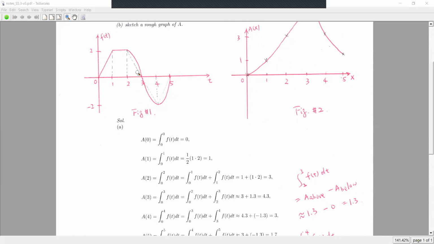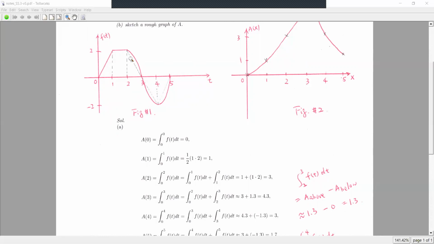I use a triangle. This triangle, the base is 1. The height is 2. So the area of this triangle is 1/2 times base times height, exactly 1. Graphically, I can see that this region is slightly larger than the triangle. So I guess its area is, say, 1.3, right?